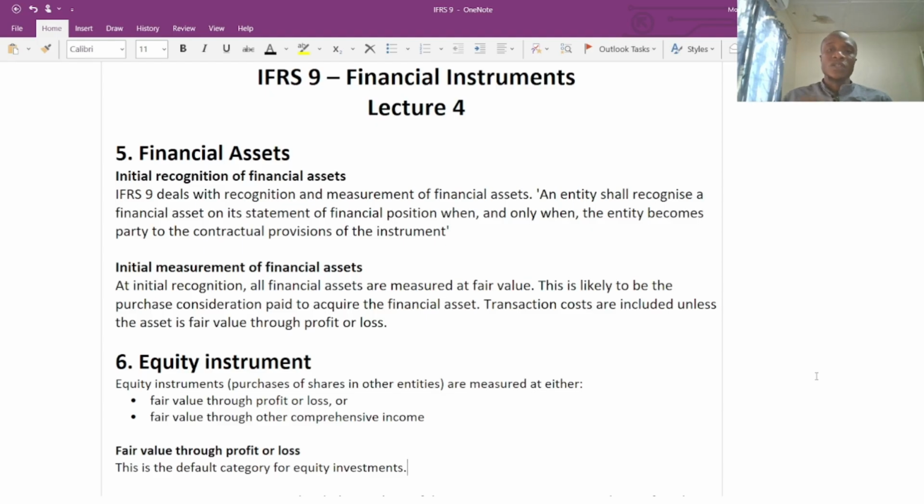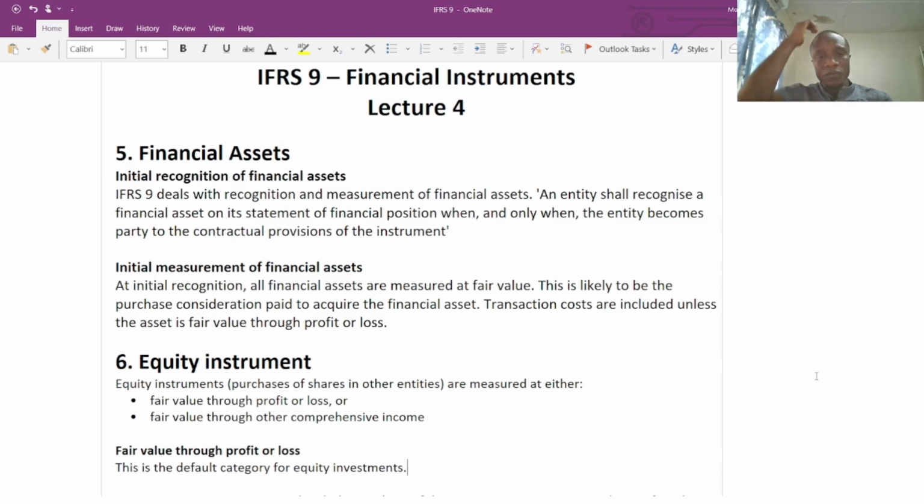Today, we are going to continue IFRS 9, Financial Instruments. In our previous lectures, I have covered the key concepts of financial instruments, IFRS 9, looking at the classification of financial assets as well as financial liability. Also, I have covered the concept of compound financial instruments as well as the preference shares.